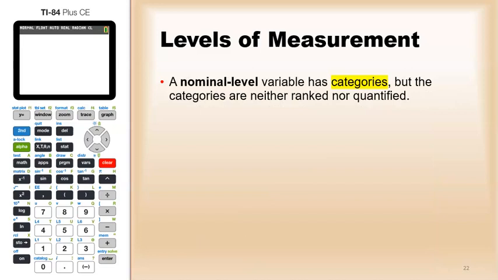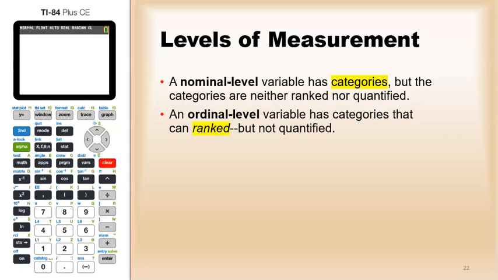So to go through these one more time, a nominal level variable has categories. Again, colors would be red, purple, blue. Gender would be male, female. These are categories, and they're neither ranked nor quantified.